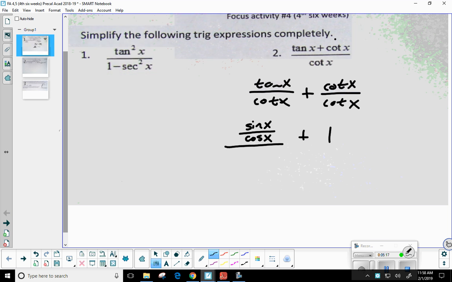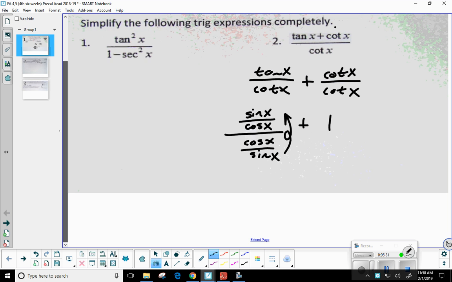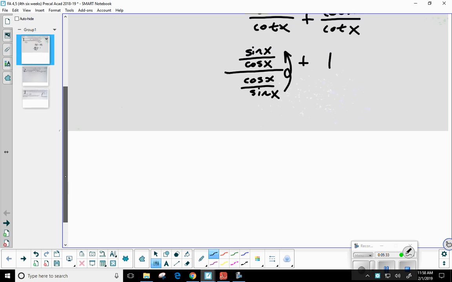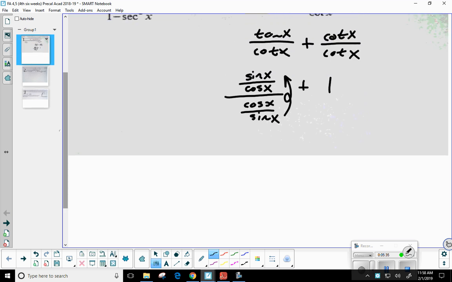And cotangent is cosine over sine. Okay. Now Lexi's absolutely right. We're going to multiply by the reciprocal. Now, the more of these you do, you'll probably get to the point where you don't have to write everything out. But if it still helps you, I would encourage you to do it.